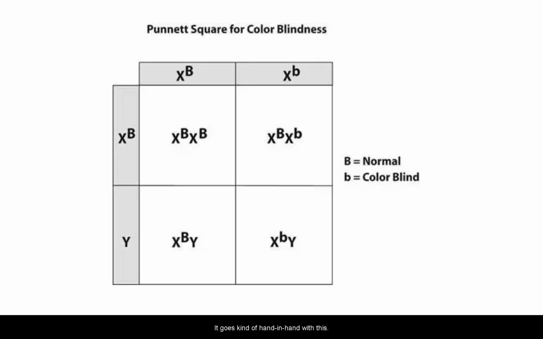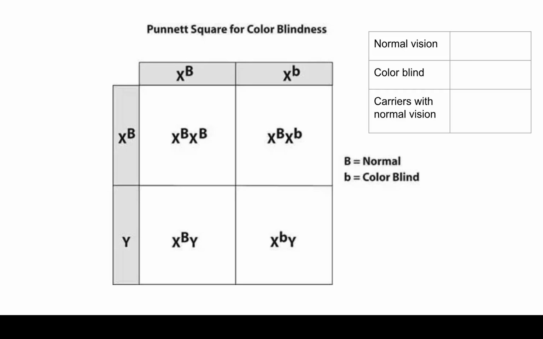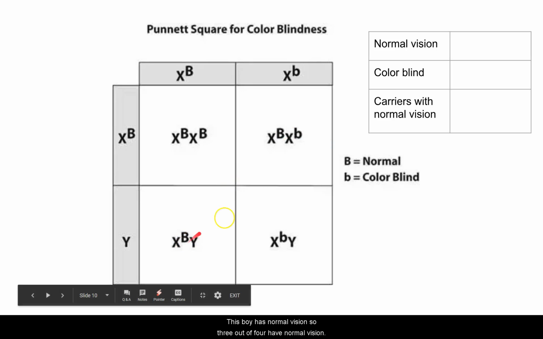Hand in hand with this, you can figure out the various proportions of the offspring that they've had. I put my handy dandy chart up here. How many of their kids have normal vision? One, this girl has normal vision. Two, this girl has normal vision. Three, this boy has normal vision. So 3 out of 4 have normal vision. This kid here has color blindness. So 3 out of 4, that proportion is 75%.